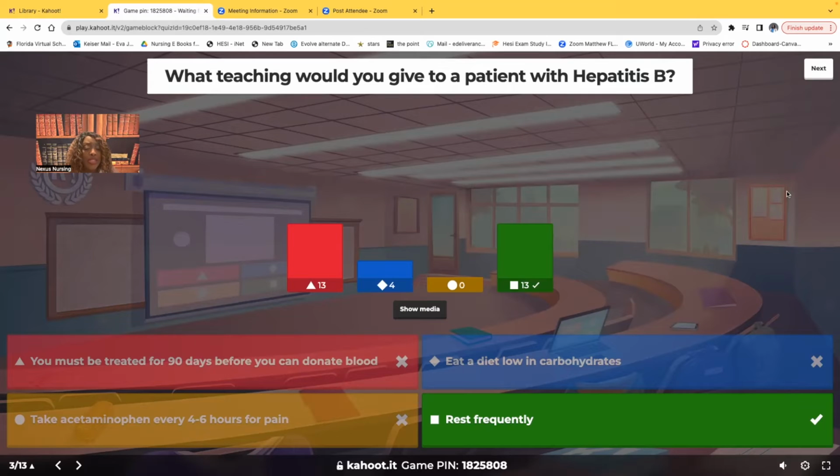And the next choice, take acetaminophen every 4 to 6 hours. Well, here's the thing about acetaminophen. By the way, acetaminophen is Tylenol, guys. Acetaminophen is hepatotoxic. It messes with the liver, right? Patients already got hepatitis, which affects the liver. You think we want to give them anything that will hurt the liver even more? No. The correct answer is rest frequently. This patient's going to need lots of rest.